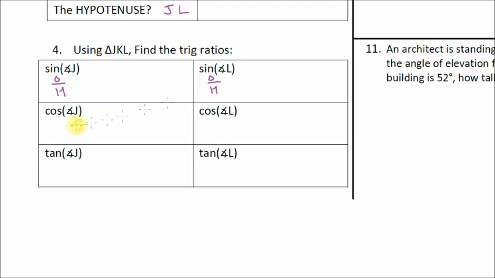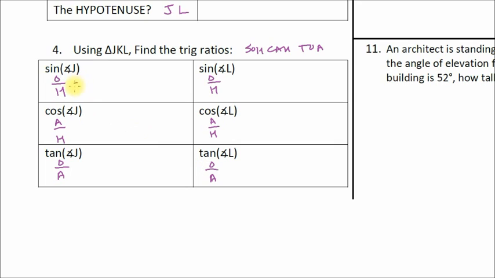Sine is opposite over hypotenuse. Cosine is adjacent over hypotenuse. I should follow my own advice, and whenever I get a trig problem, I write SOHCAHTOA so I remember what the trig ratios mean. Cosine is adjacent over hypotenuse, and tangent is opposite over adjacent.